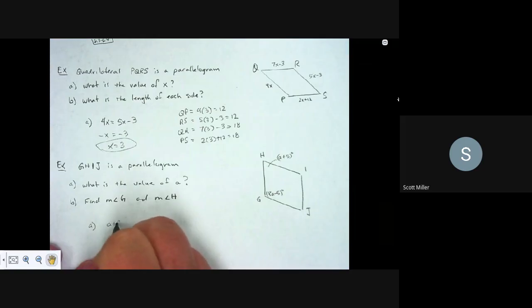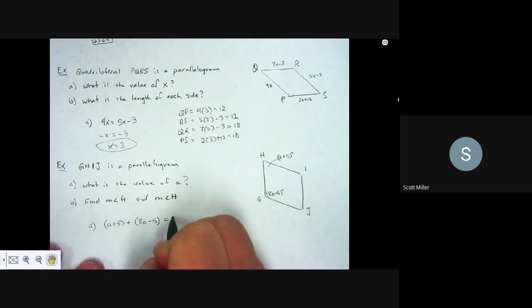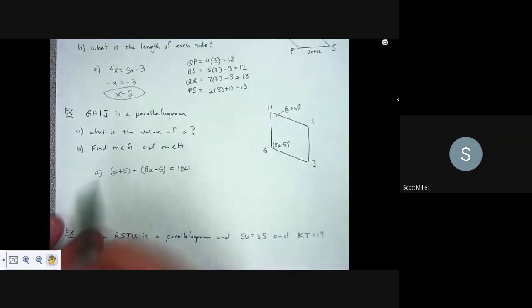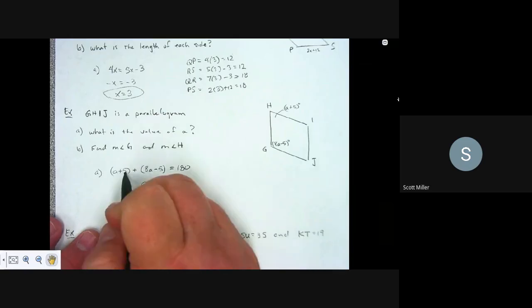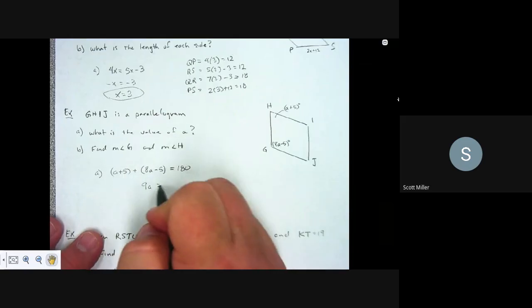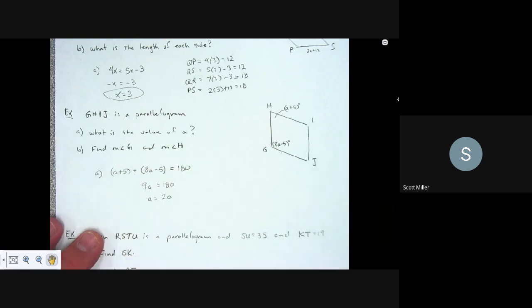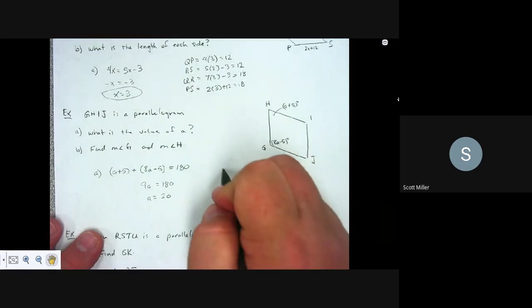So A plus 5, and then 8A minus 5 must equal 180. And so then I can solve this for A. I have 9 A's. 5 and minus 5 is 0. And so then A must be equal to 20. And then I can use that value to find the measurement of these angles in part B.